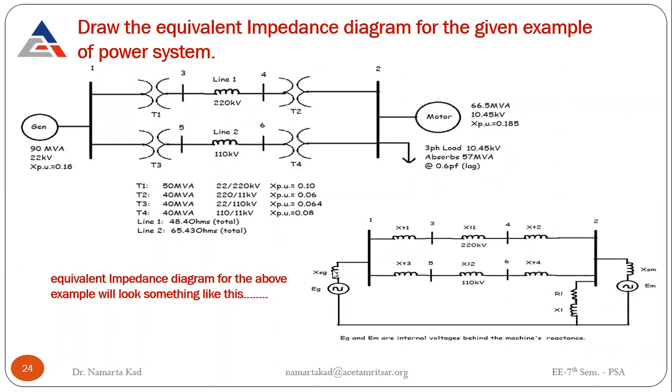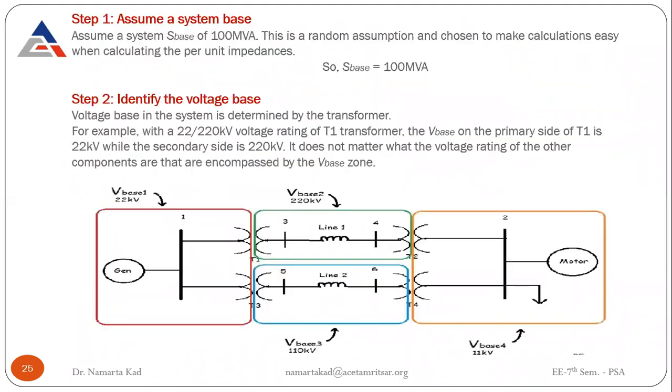But before drawing this final diagram, we have to calculate all these X in the per unit system. Okay, let's start with the calculation part now. Step number 1, assume a system base, that is the base MVA. The first step is to select the base MVA.